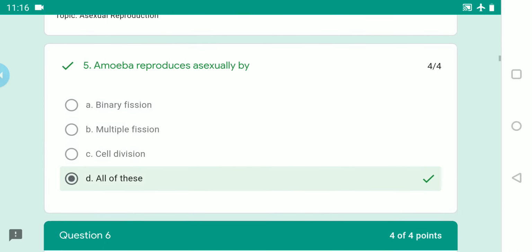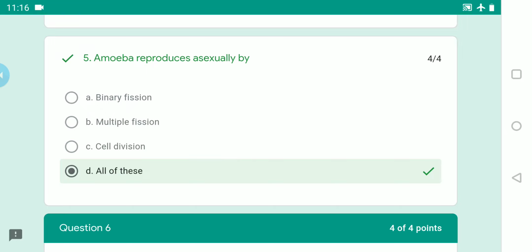The next one, amoeba. Amoeba reproduces asexually by all these methods. It can undergo binary fission, multiple fission, and cell division. I hope you remember the meaning of binary fission, multiple fission and cell division. Then which is the right answer? All of these.